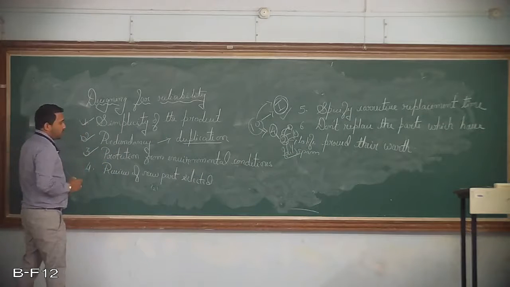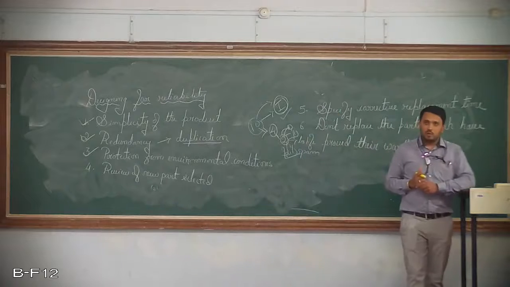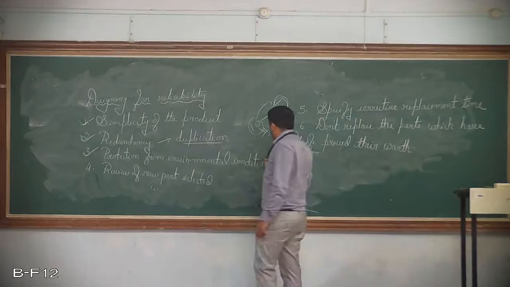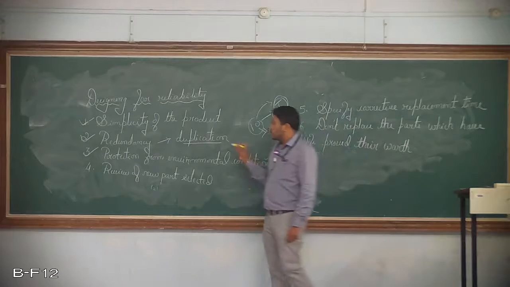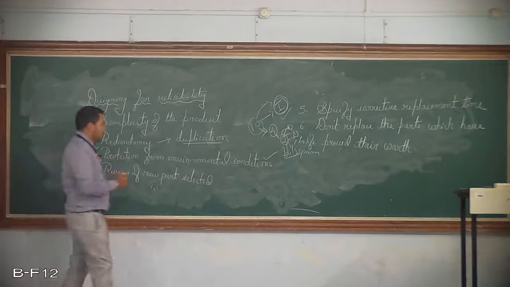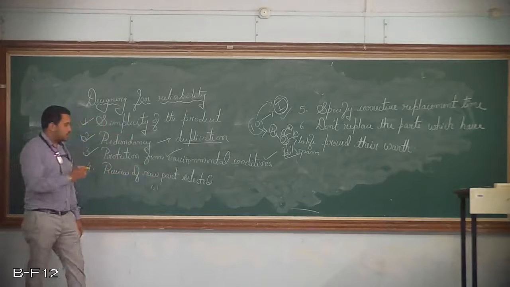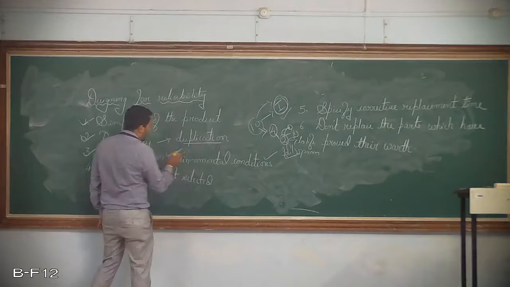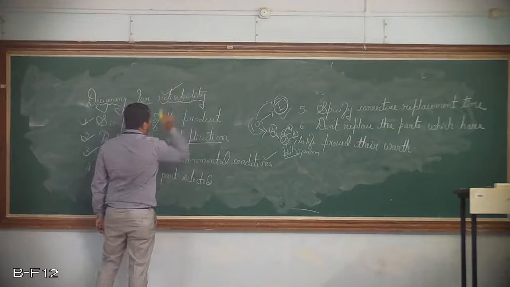Next, protection from environmental condition. Before releasing a product to the customer, we need to check that the product is tested for all its environmental conditions. That means we need to make sure that the product is performing its intended function in various environmental conditions that it will be put into. So that we need to consider. If you consider that and design the product accordingly, then ultimately the reliability of the product will be enhanced.